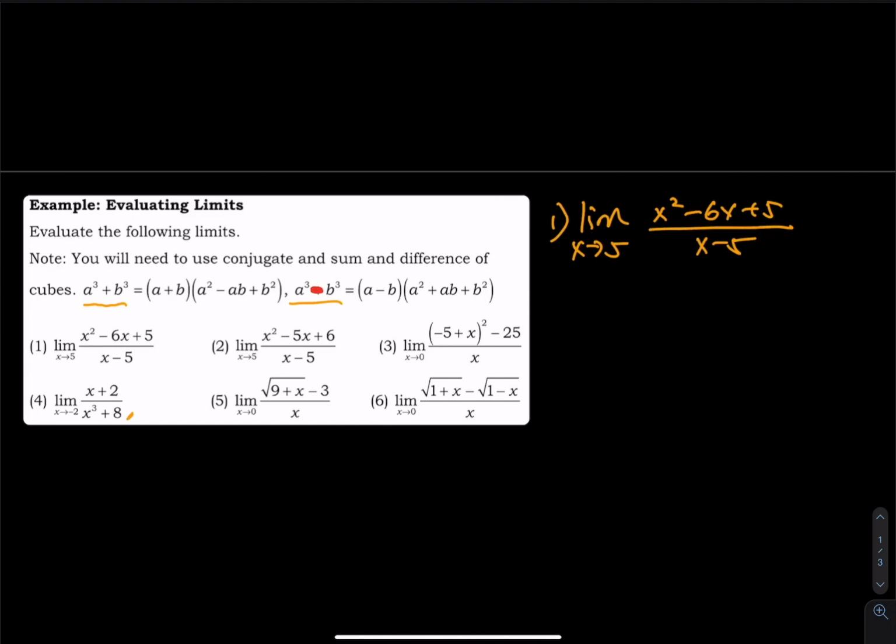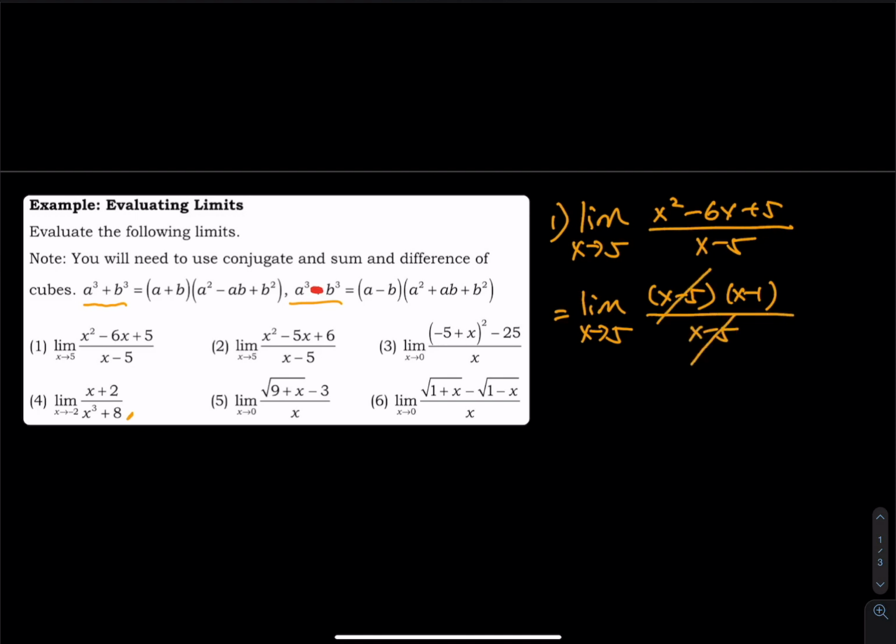So first, I am going to factor the top. This is a calculus class. You can use any method you like to factor. You don't need to show your work, meaning you don't need to show the little side notes, like how you factor or the method you use. No, you just write out the result. So that is x minus 5 times x minus 1, divided by x minus 5.